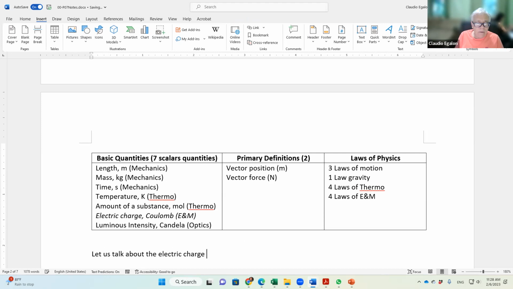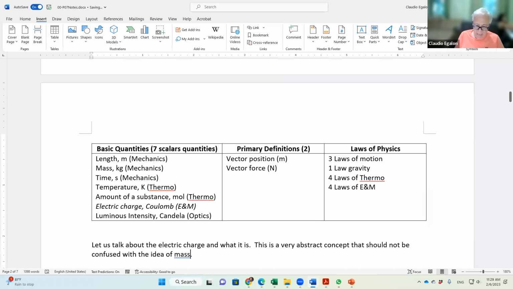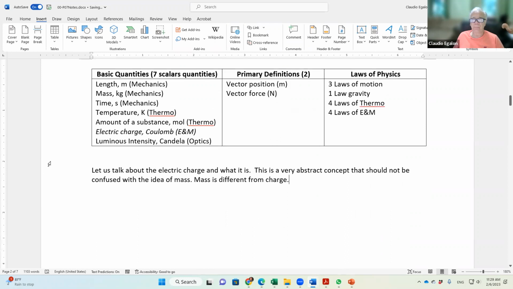And what it is. This is a very abstract concept that should not be confused with mass, with the idea of mass. The concept of mass is different from the concept of charge. The idea of mass is different from the idea of charge.